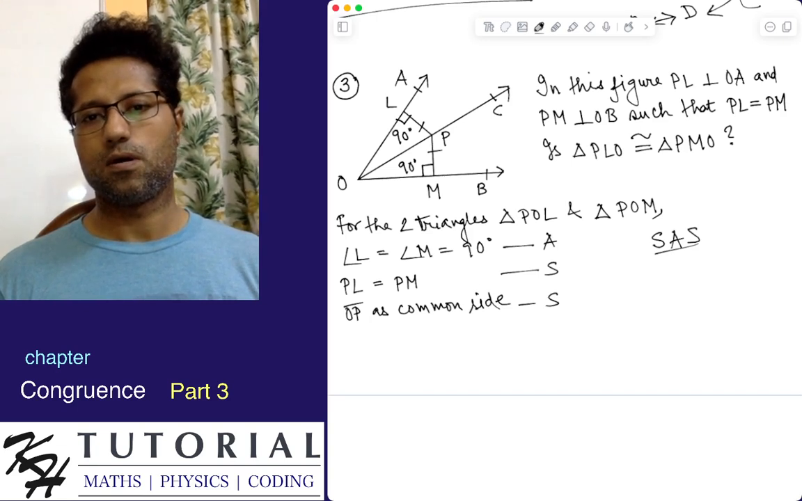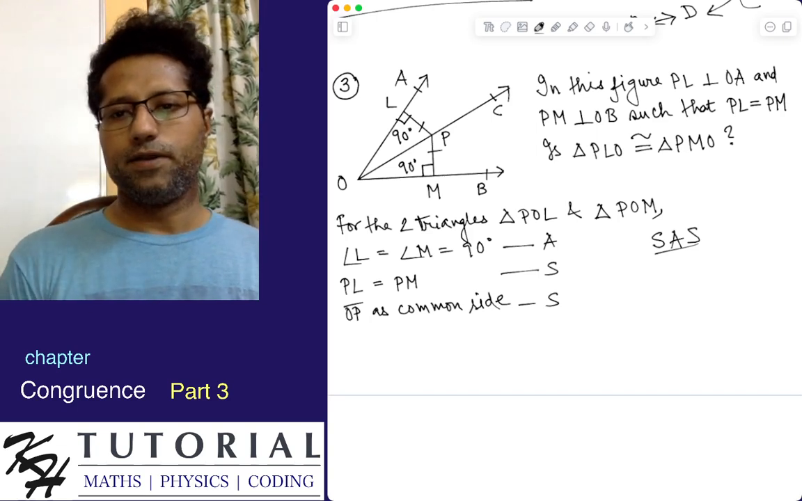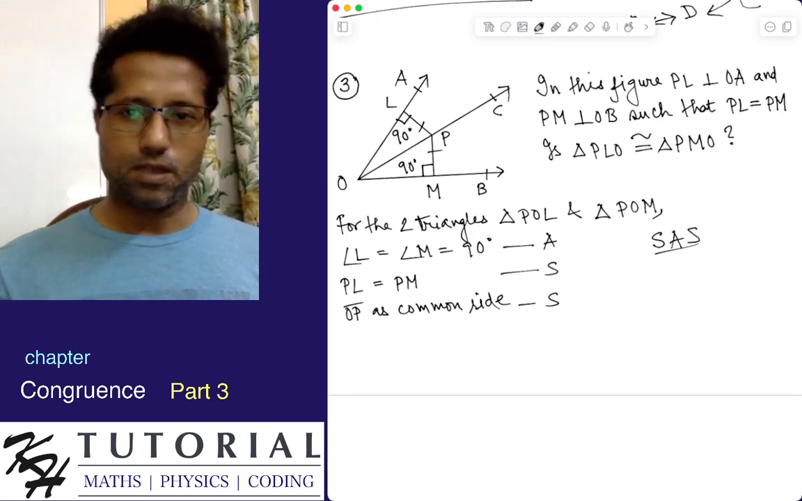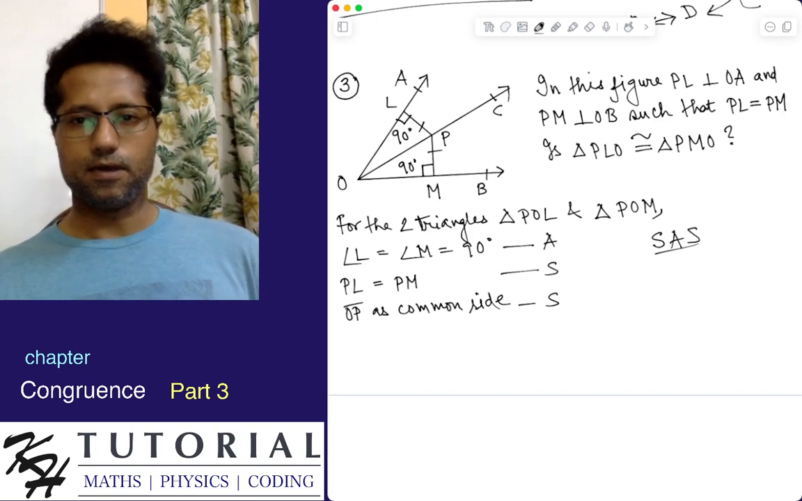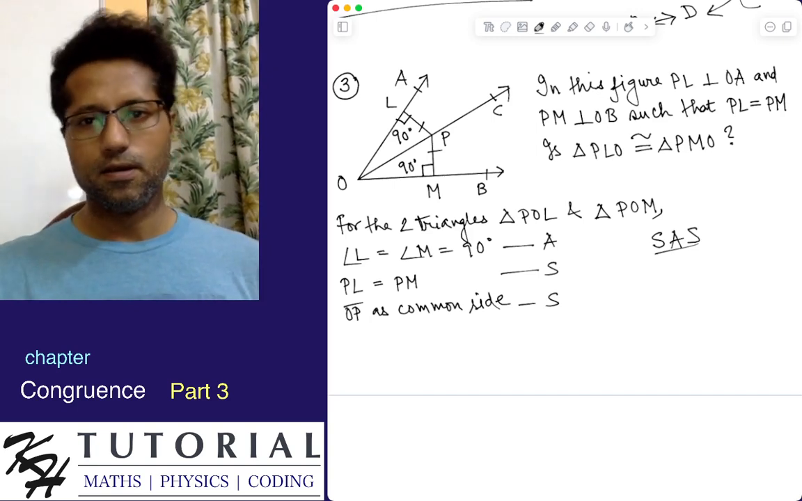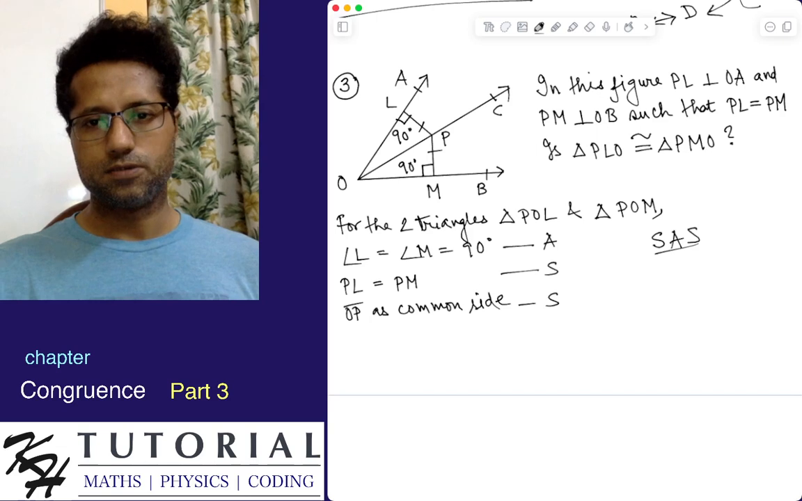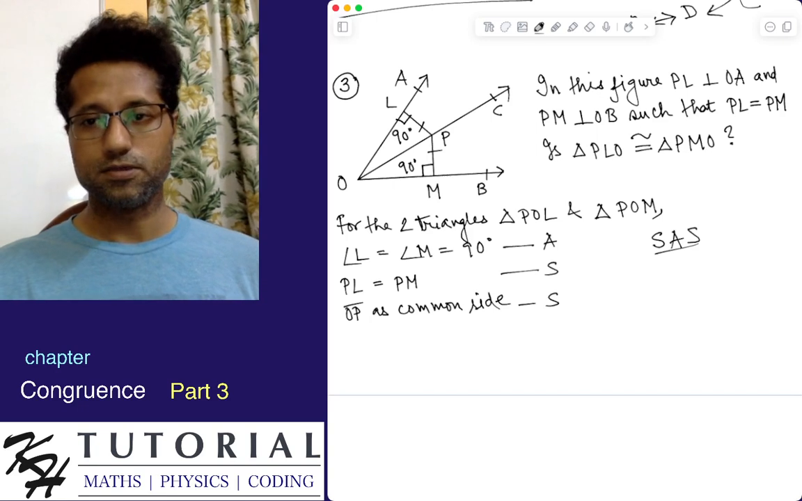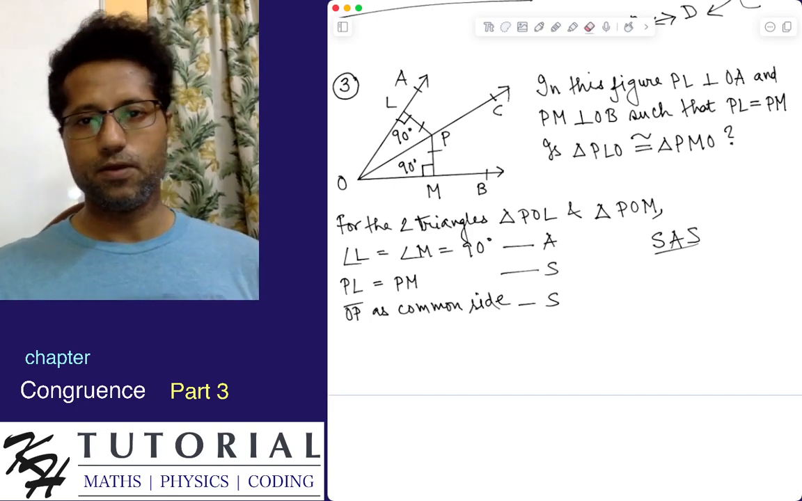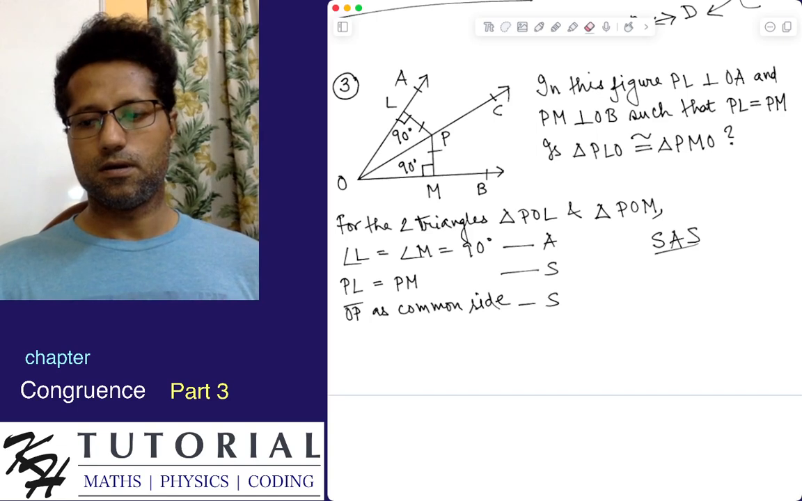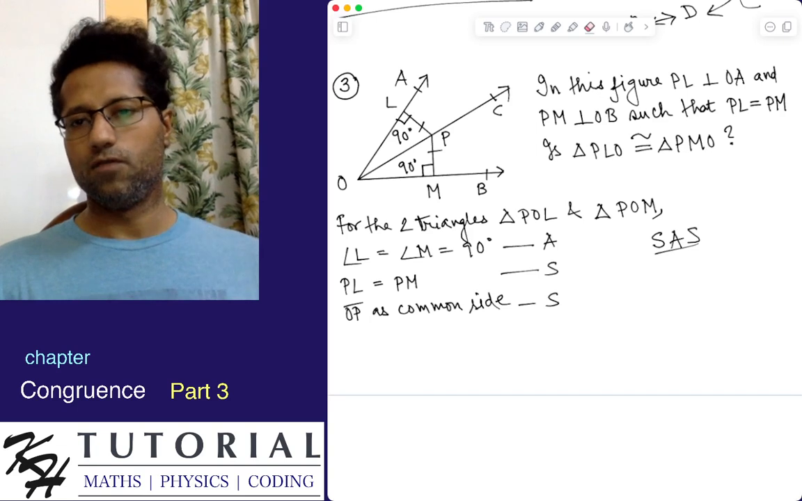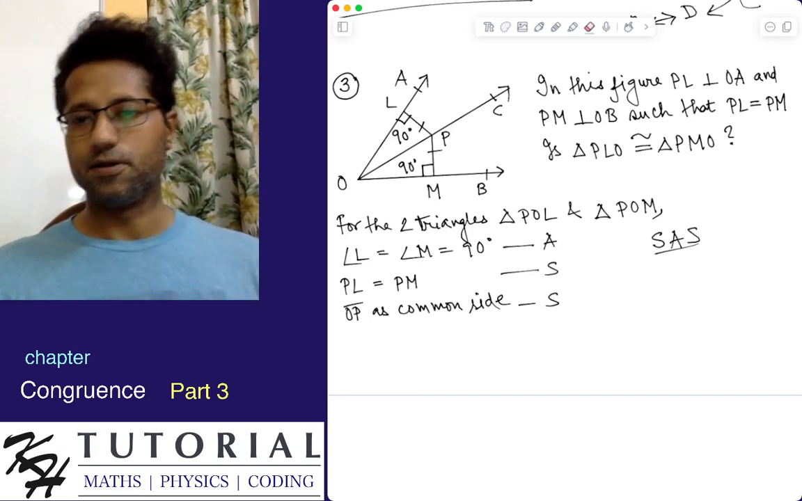Now, OP is a common side. Okay. Before that, I think since the two triangles are right angled, it is better we consider the RHS. We try to see if we can apply the RHS congruence condition. I forgot, whenever you have two triangles in a congruence problem, if you see that the two triangles are right angled, always first see if you can apply the RHS rule.